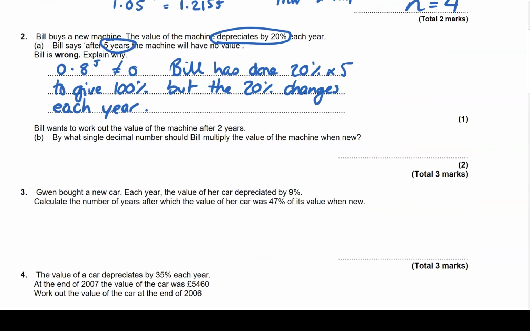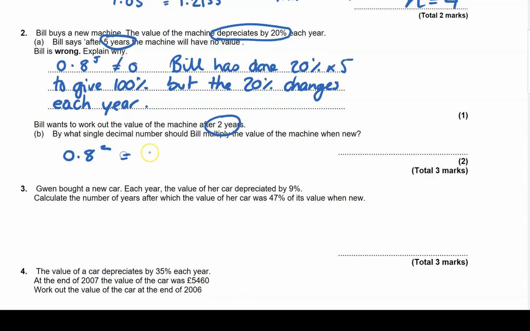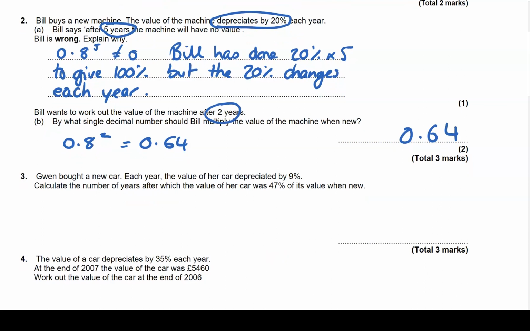Right, next part. Bill wants to work out the value after 2 years. What should he use as a single decimal multiplier? So if it was 0.8 over 2 years, that's 0.64. Oh, hang on a minute. Bill wants to work out the value of the machine after 2 years. By what single decimal should Bill multiply the value? Oh yeah. For some reason I thought I'd read that wrong.